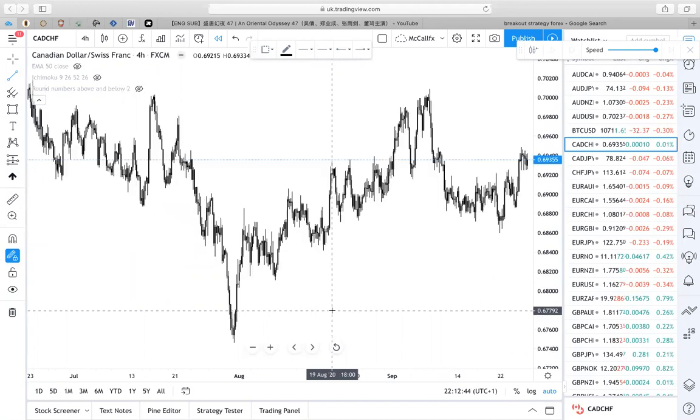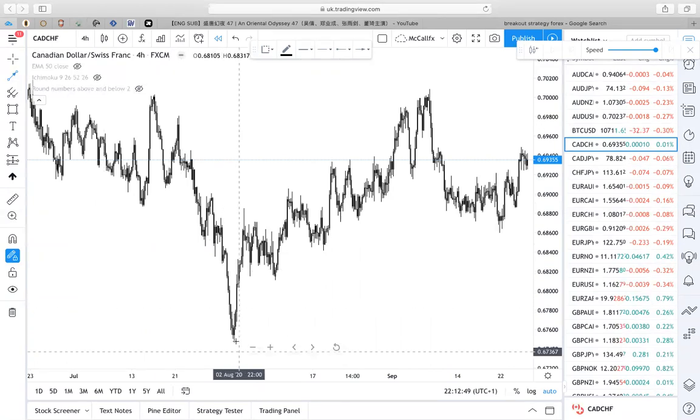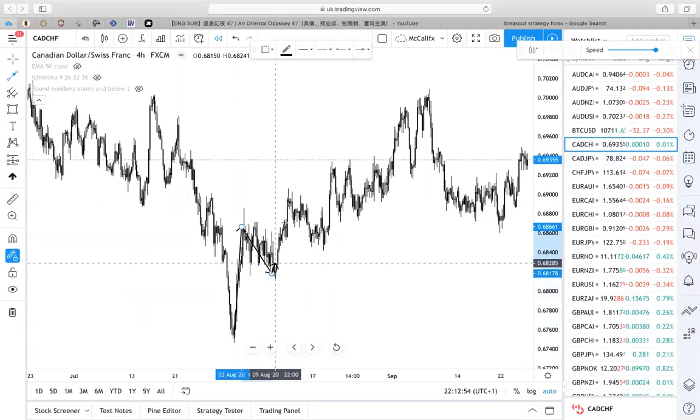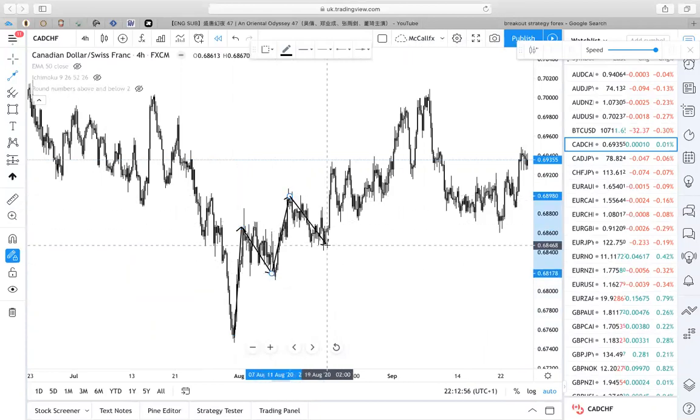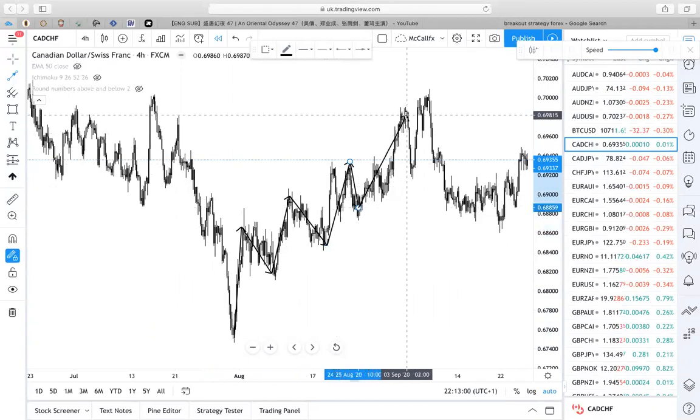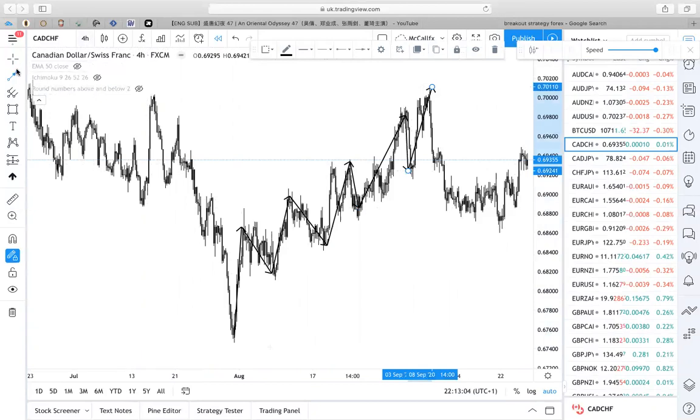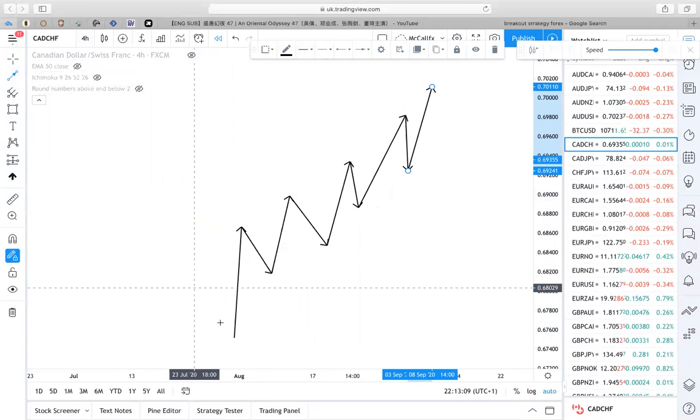So on this level, right? On this level, price, look, this is the nicest thing I've ever seen the market do. Look, up, down, up, down, up, down, up, down, and up, right? What is the market doing? Trending up.